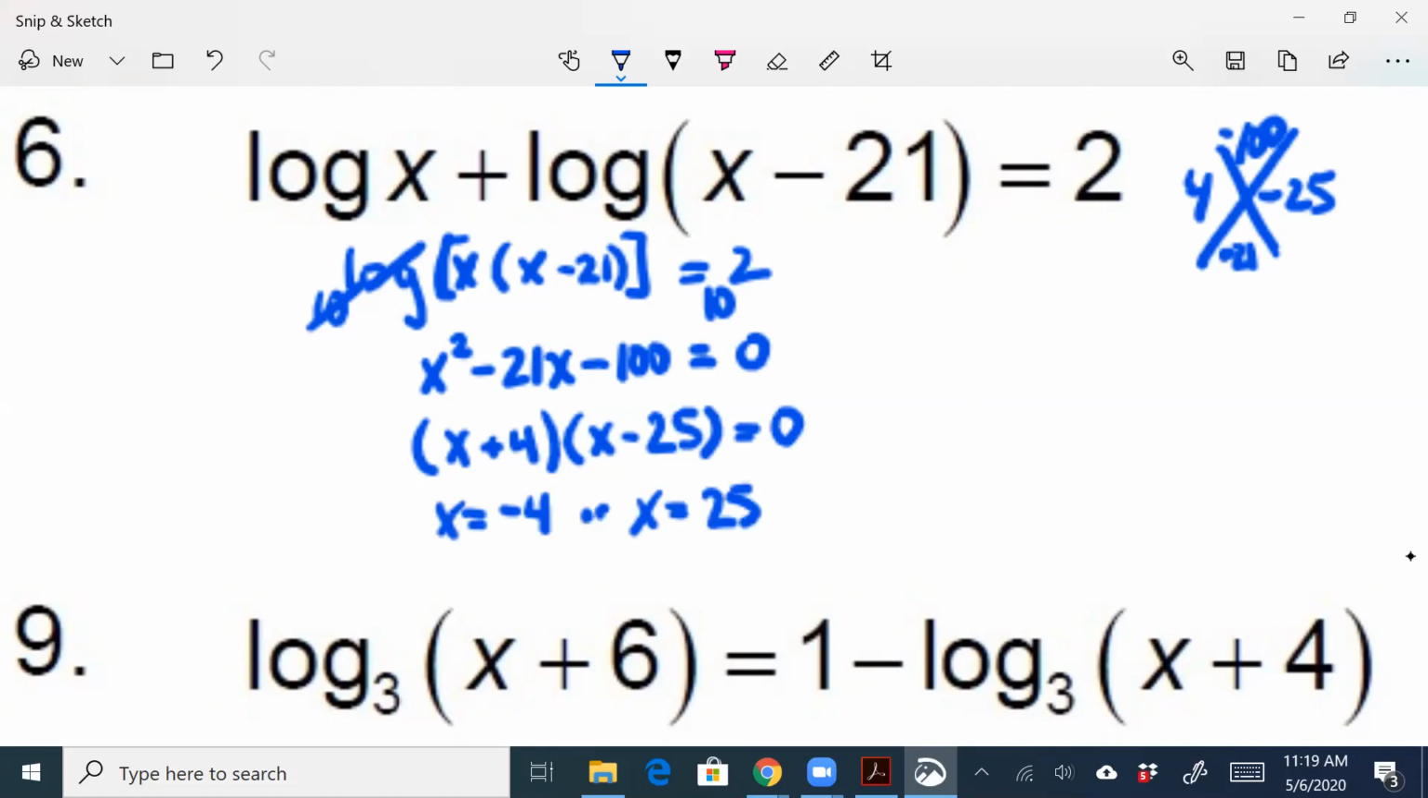Now, once again, if I put these two values back in, one or more may or may not work. Negative 4 in for the x up here makes it log of negative 4, and that's an error. You can't take the logarithm of a negative number. So there's that domain restriction that we saw in lesson 4. So it doesn't work there. It doesn't matter if it works over here. And it also doesn't work over here because negative 4 minus 21 would be negative 25. So we can cross that out.